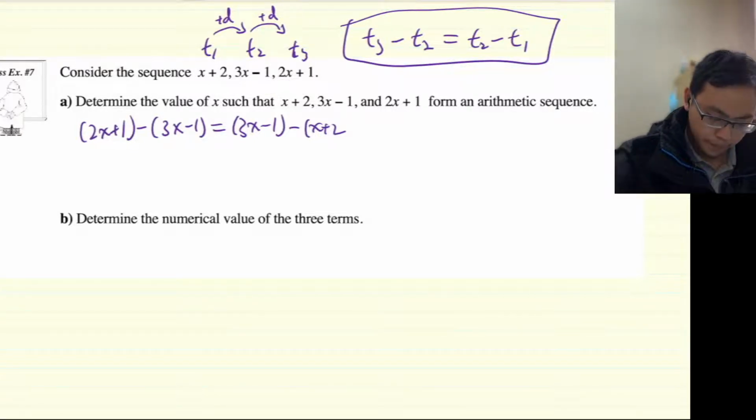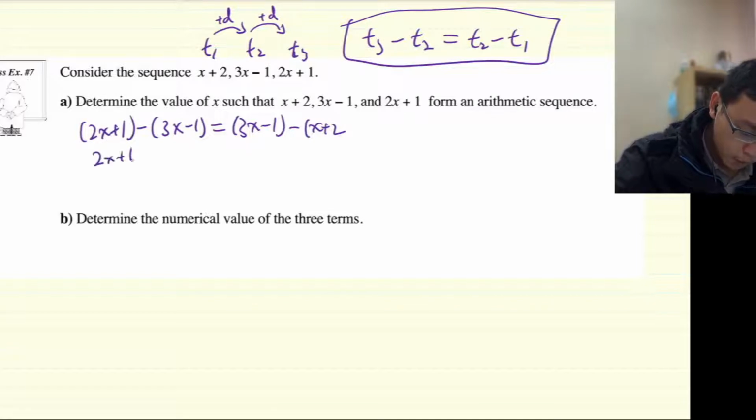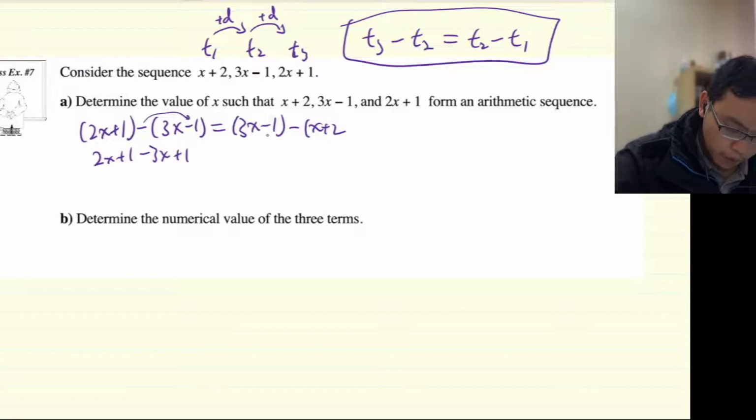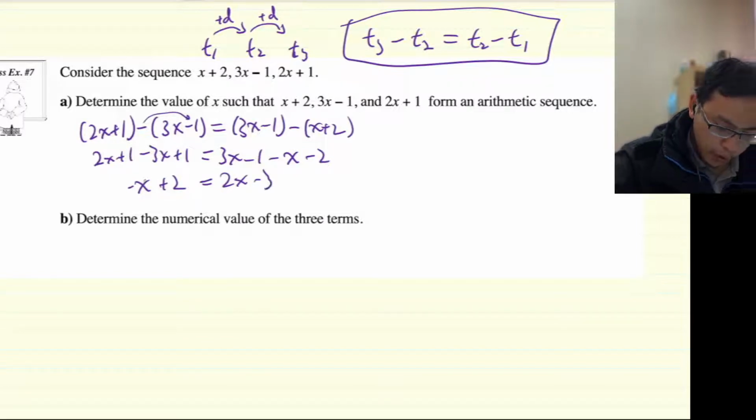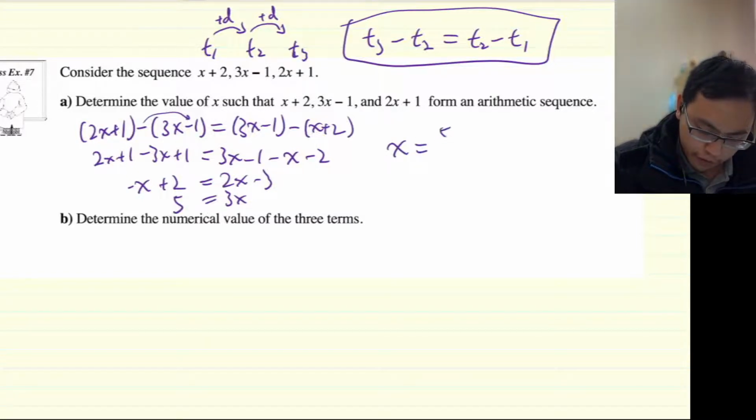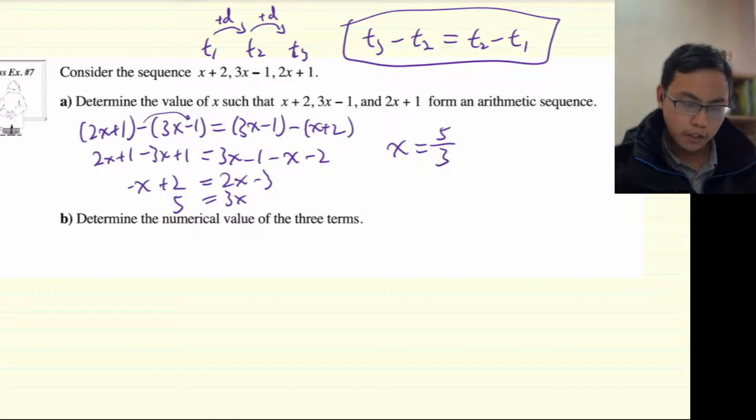Okay, so expand the brackets: 2x plus 1 minus 3x plus 1. Remember, minus times minus is positive, equals 3x minus 1 minus x minus 2. Combine the like terms, so 2x minus 3x is negative x, plus 1 is plus 2, equals 3x minus x is 2x, and then minus 1 minus 2 is minus 3. Then move the x over, so that's 3x, and then minus 3 moves over as 5. And so x is going to be 5 over 3. It's not a nice number, but that's okay.